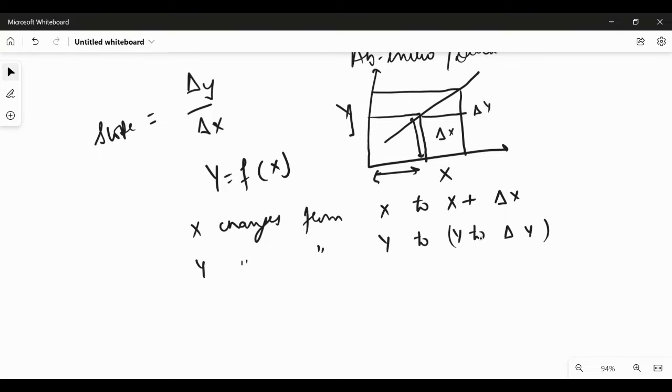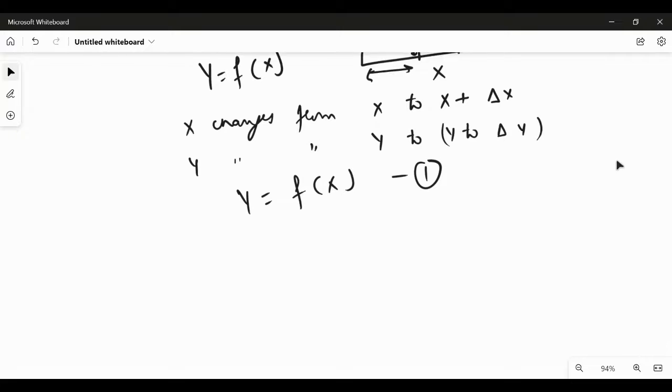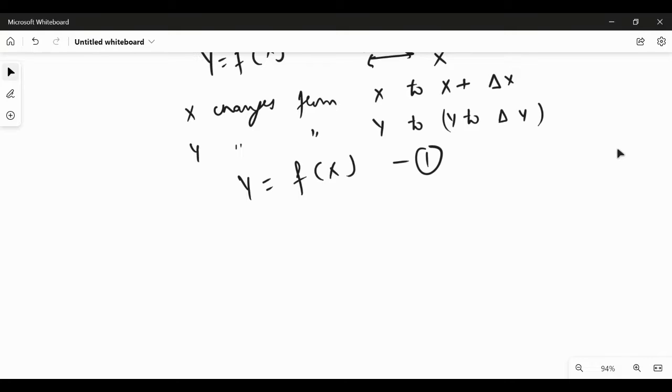Clear? So we can write here two equations. y is equal to function of x. This is my first equation. And if we add the increment to both sides, we will get y plus delta y is equal to function of x plus delta x.